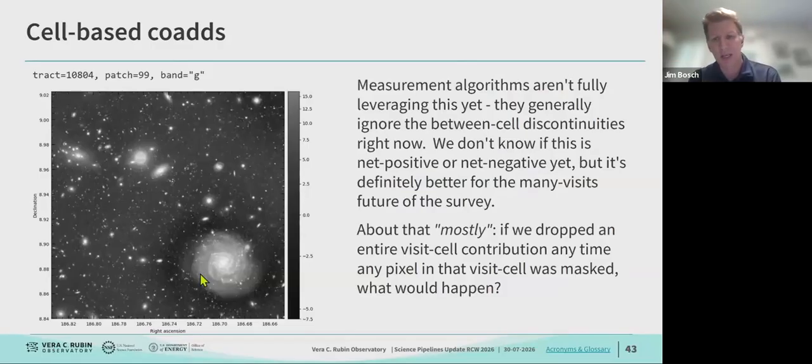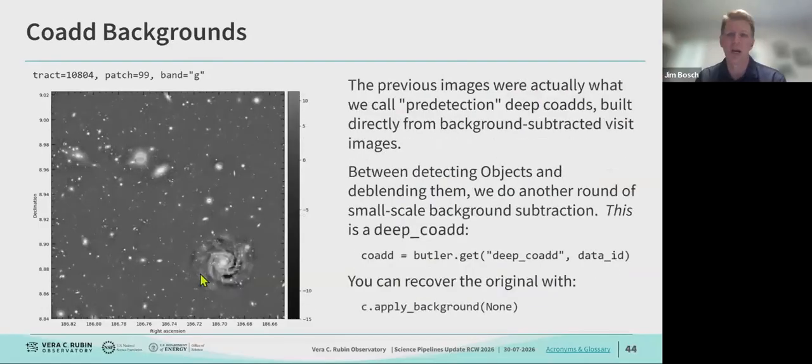So the other thing I'll say is that these coadds that I'm showing on these slides, whether cell or not, are what we call pre-detection coadds. If you go to the next slide, what we actually measure the object catalog on is this one. This is what a deep coadd really looks like. This is in the M49 region.